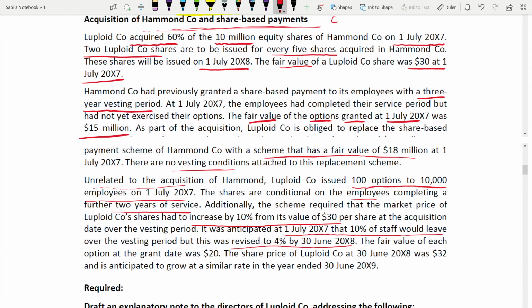The fair value of each option at the grant date was 20. The share price of Luploid was 32, and it's anticipated to grow at a similar rate in the next year.